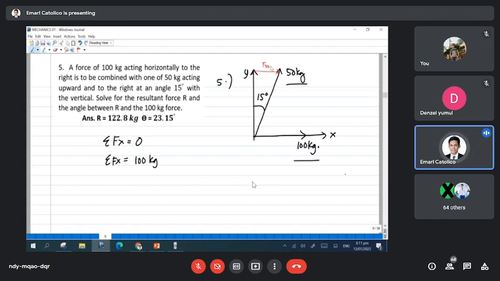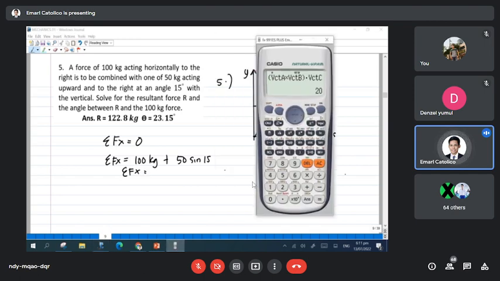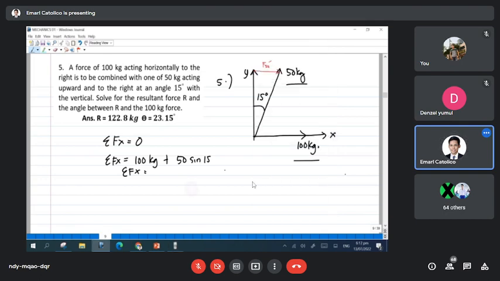Okay? So, ang relation ng theta doon sa x component ng 50 kilogram is opposite, no? Opposite siya doon sa force. So, therefore, ang gagamitin mo is sine. Opposite over the hypotenuse. So, 50 sine of the angle. Therefore, summation of F of x is equals to 100 plus 50 sine 15. So, 112.94 kilogram. So, okay na yung x component. Punta tayo ng y component.